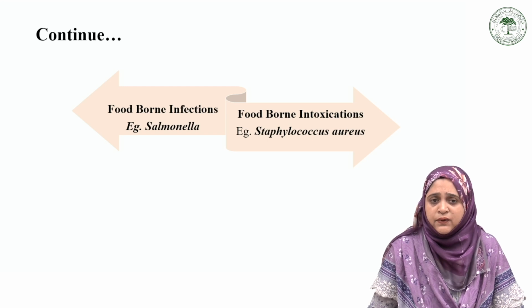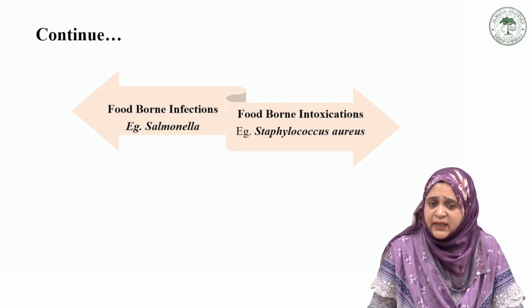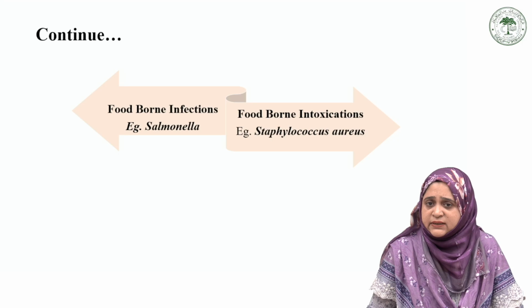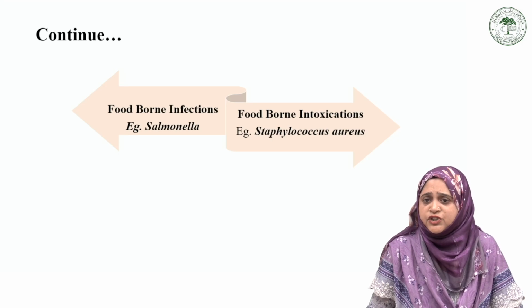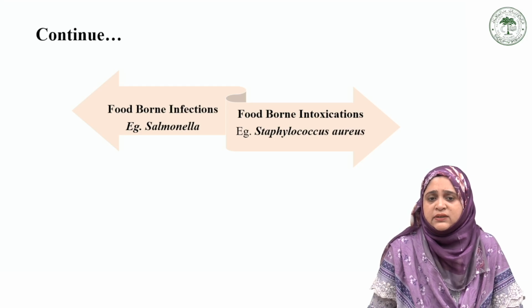So toxin in the food can be detected by smell, appearance, or taste, or it cannot be detected by smell, appearance, or taste. Hence, food which smells and appears good is not necessarily safe. One example of such an organism is Staphylococcus aureus.